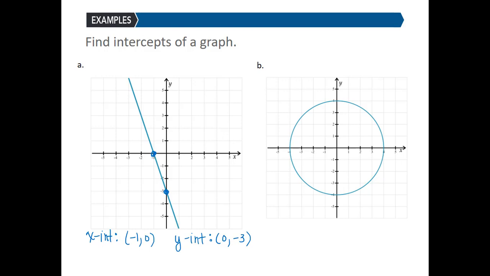In part B, I have the graph of a circle, which we'll learn all about in the next section, but notice that the circle is crossing the x-axis at 4 and also at -4. So our x-intercepts are the ordered pairs 4, 0 and -4, 0. The y-intercepts are where the graph crosses the y-axis, which we cross the y-axis at 4 and also -4. But the coordinates are 0, 4 and 0, -4.